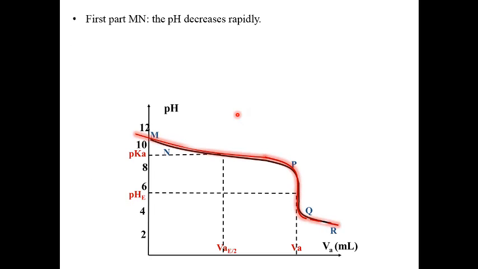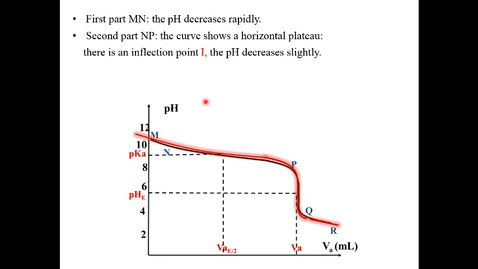In the study of the curve, first of all we have the part MN, where the pH decreases rapidly. Then we have the second part called NP. The curve shows a horizontal plateau. There is an inflection point, here, which I called I. Sometimes it is called I. We didn't give it a name in the first session, but I am trying to show you all the possibilities you can face in exercises.